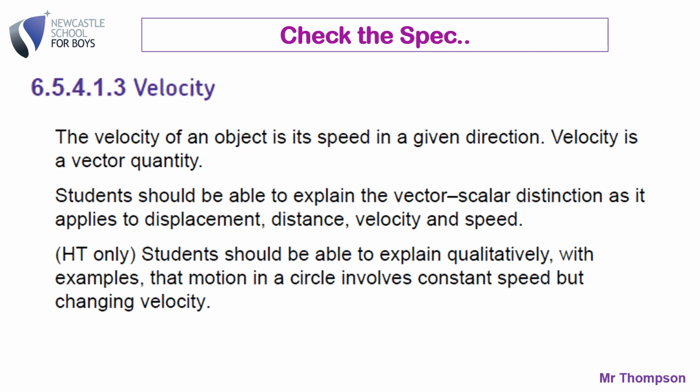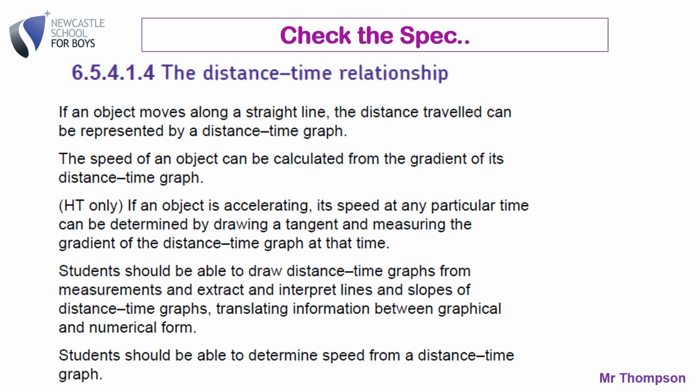Let's just check the spec, check to see what you need to know. You need to know that velocity of an object is its speed in a given direction. It's a vector quantity. You should be able to explain the vector scalar distinction. I've been drumming that in the assessments you've been doing. And for higher tier, you should be able to explain qualitatively with examples that motion in a circle involves constant speed but changing velocity. We will come back to that one and not really look at that today.